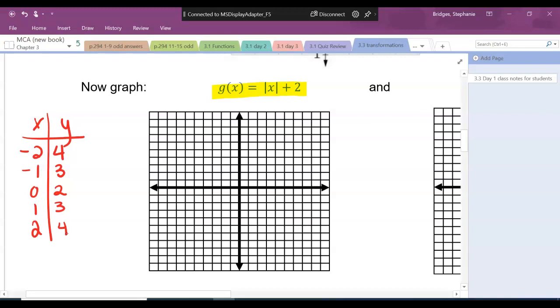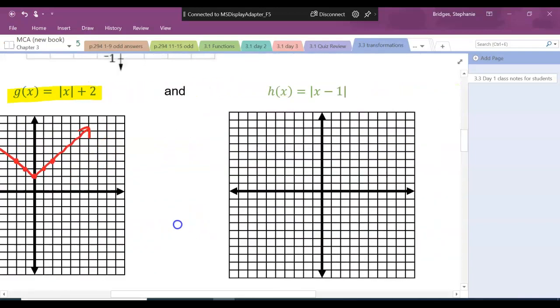Okay, so we're plotting our points, -2, 4, -1, 3, 0, 2, 1, 3, 2, 4, and we're just going to connect those dots and put arrows on either ends. And then look at that graph. Excuse me. And tell me what happened to it versus the original. What did this one do? What did that plus 2 make it do? It made it go up 2, okay? Does everybody see that? That vertex, the point there that is called the vertex, it just shifted up 2.